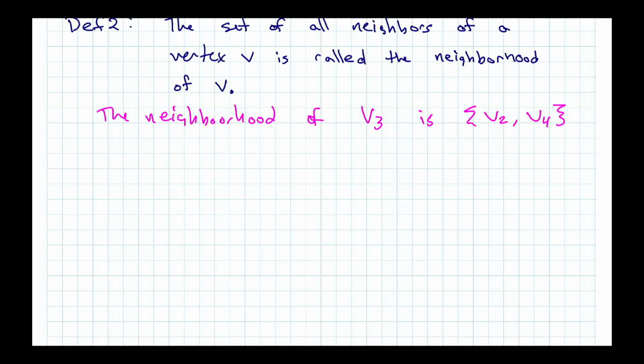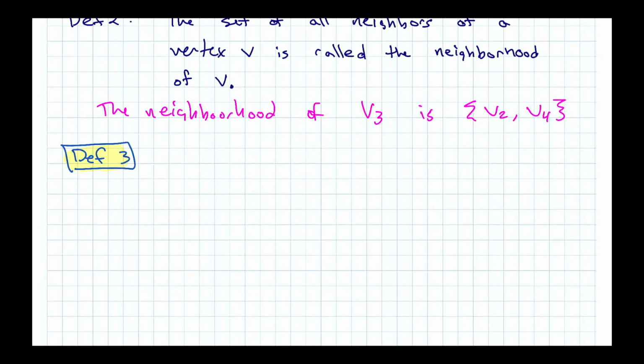Neighbors. Degree of a vertex. This next definition is going to be important. Definition 3, put a little box around it, highlight it, because you need this one a lot. The degree of a vertex, which I think we counted up last time, but we'll do it again.